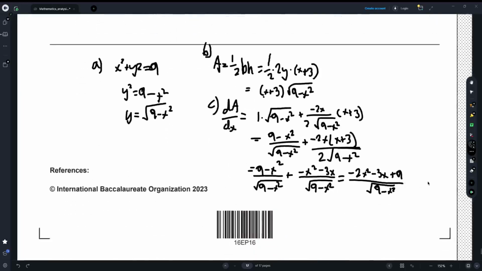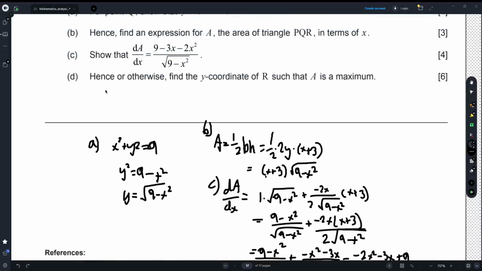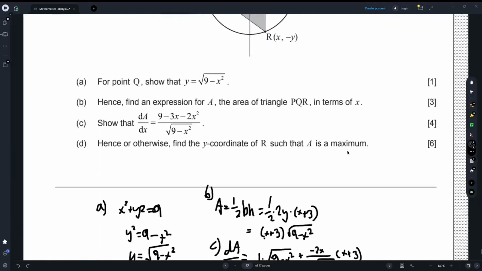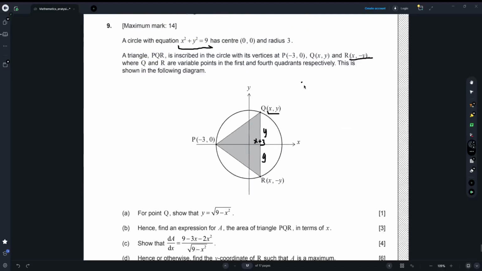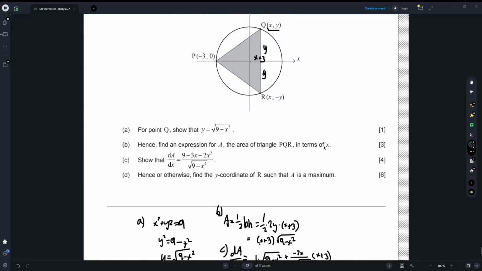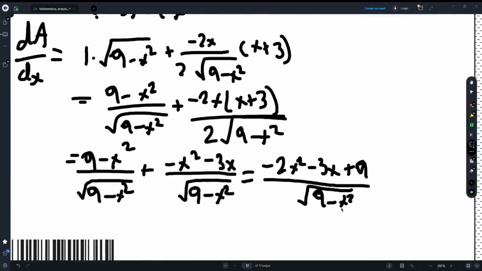But now that we have this value here, we'll actually need this in the next step, D. Hence or otherwise find the y coordinate of R such that A is a maximum. Okay, so part D here, we'll just do it over here. To get it so that it's a maximum, this is going to be sort of a rational function, I think. But basically, we just set this equal to 0.